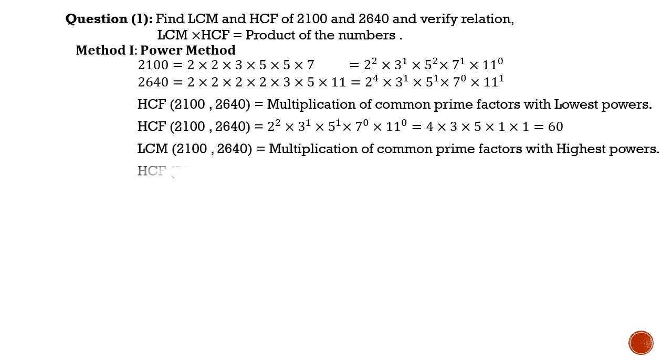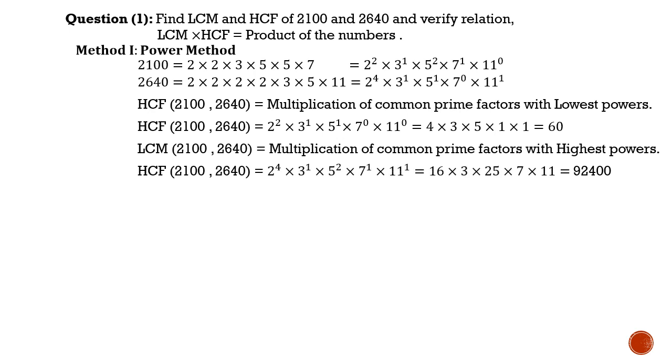So LCM of the same numbers will be, now we have taken 2 raised to 4 because this is the number with highest power. 3 raised to 1, in both the numbers there is power 1 only, so we have taken 3 raised to 1. 5 raised to 2 is taken because it is the number with the highest power. 7 raised to 1, number with highest power. 11 raised to 1, number with highest power. Then we have written the answers of these numbers.